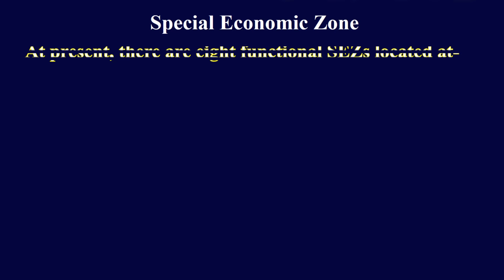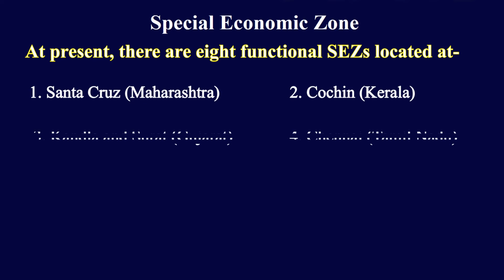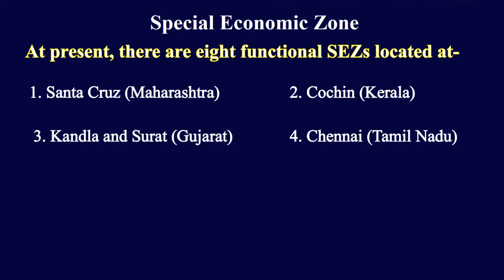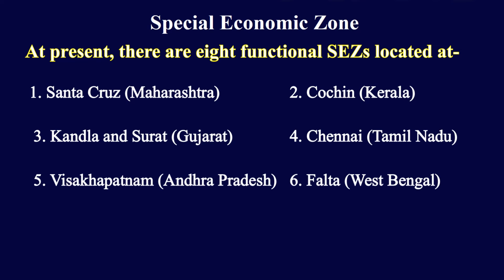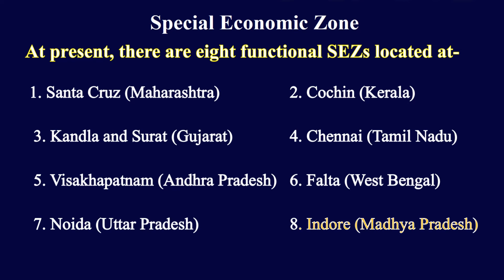At present in India, there are 8 functional special economic zones located at Santa Cruz in Maharashtra, Cochin in Kerala, Kandla and Surat in Gujarat, Chennai in Tamil Nadu, Visakhapatnam in Andhra Pradesh, Falta in West Bengal, Noida in Uttar Pradesh, and Indore in Madhya Pradesh is now ready for operation.